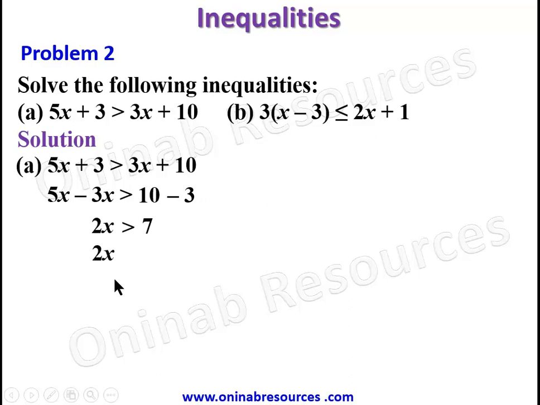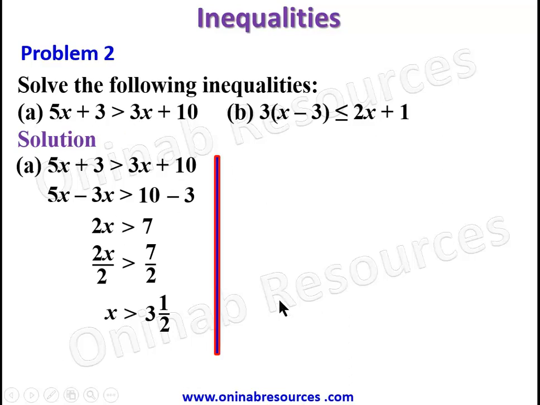So we divide both sides by 2. Dividing both sides by 2, we now have 2x over 2 greater than 7 over 2. 2 will cancel, we will be left with x greater than. We are going to express this 7 over 2 as either decimal number or mixed fraction. So expressing it as mixed fraction, we have 3 whole number 1 over 2. That's the end of solution to problem 2A. We go to problem 2B.